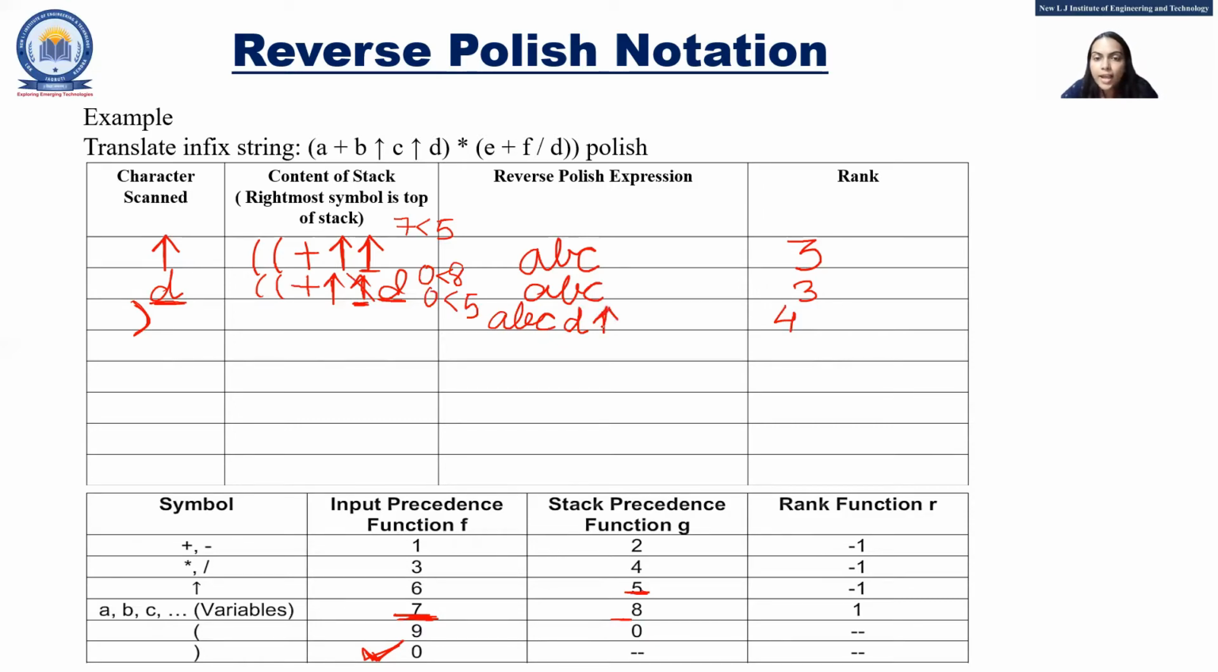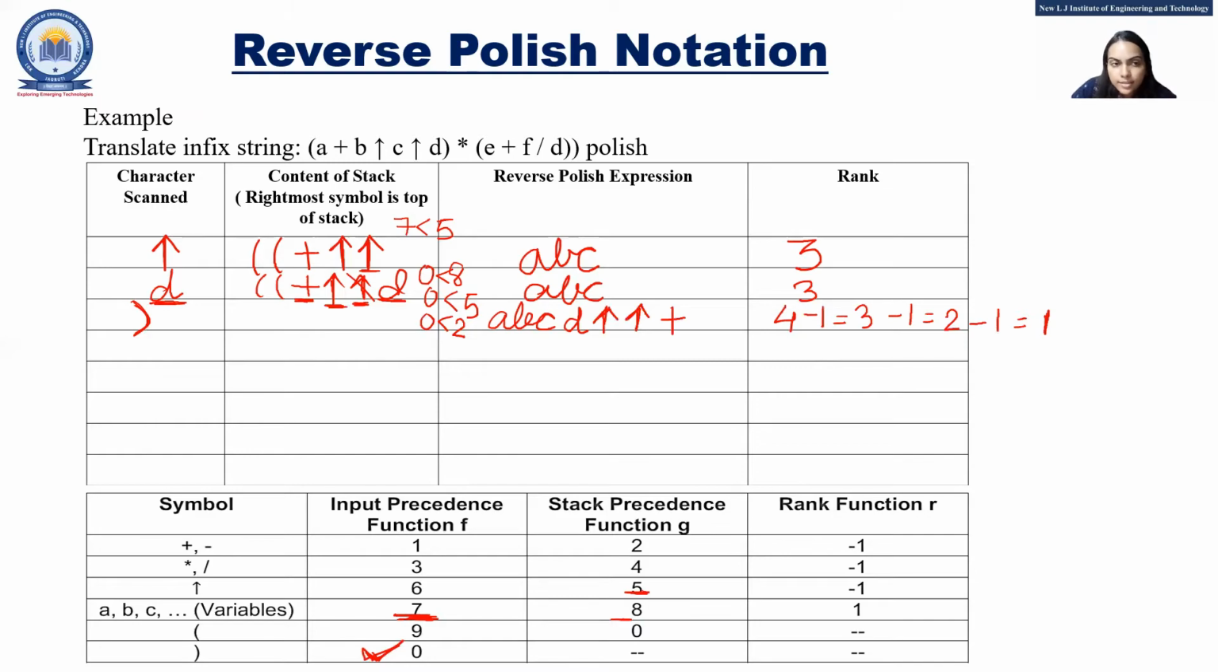But this has rank -1. So 4 minus 1, 3. One more time. This is also 0 less than 5. This will also be popped out. 3 minus 1. Now it is 2 and plus. So input precedence is 0 and the precedence of plus is 2. 0 less than 2. Correct. So plus will be also popped out. Again -1. Now the rank is 1.